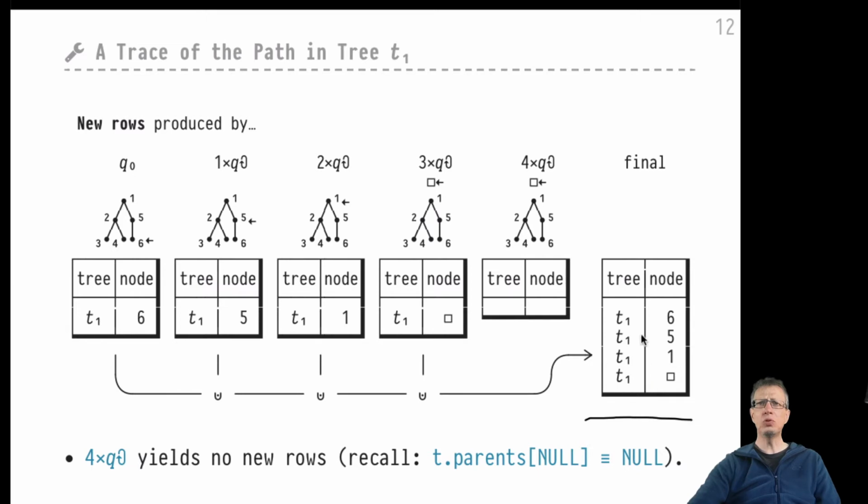So in tree T1, indeed the nodes 6, 5, 1, they lie on the path to the root. All right, there's also this spurious entry with the null here. Maybe in post-processing it would be appropriate to just remove this particular entry from the final result. That's what post-processing is for exactly.